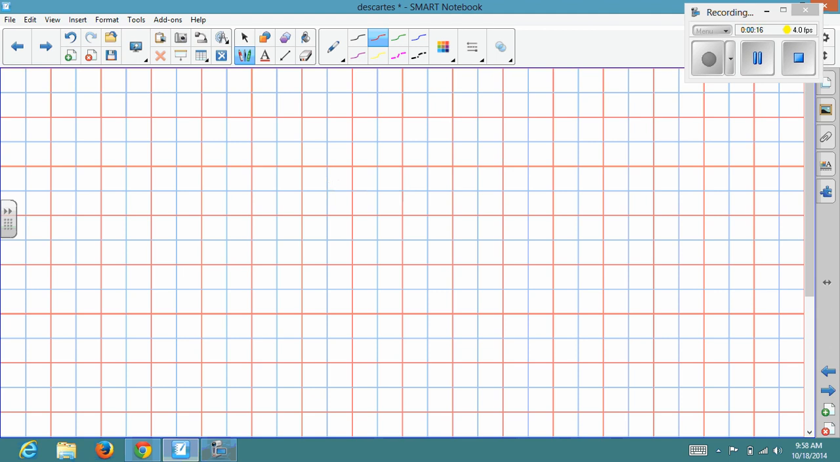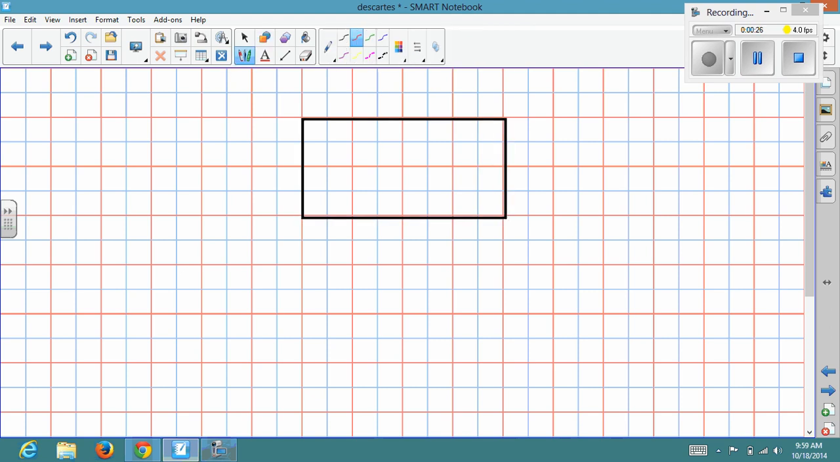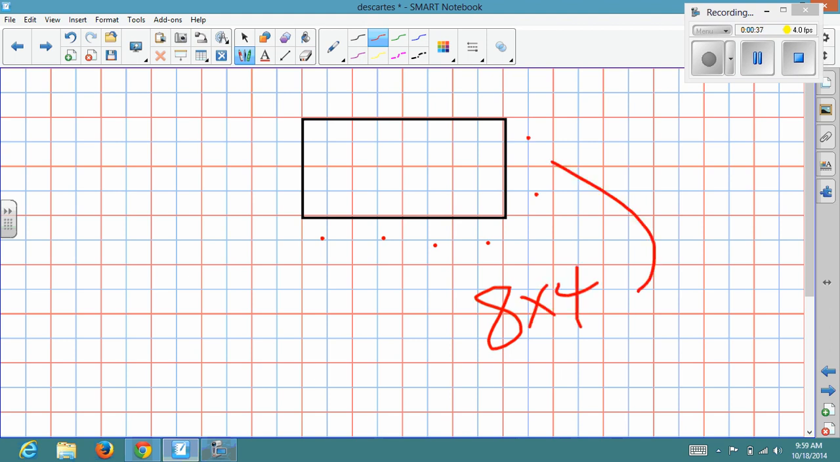And if I draw a rectangle here, and I want to find the area of that. So to find the area of anything, you multiply the length times the width. So the length is 2, 4, 6, 8, and the width is 2, 4. So 8 times 4 is 32 square units.